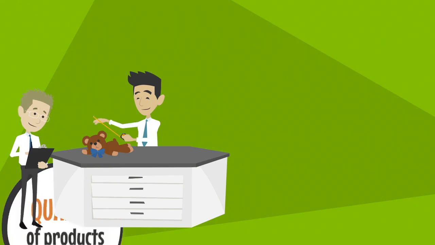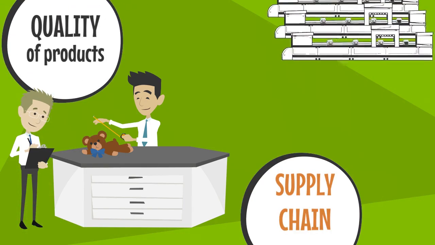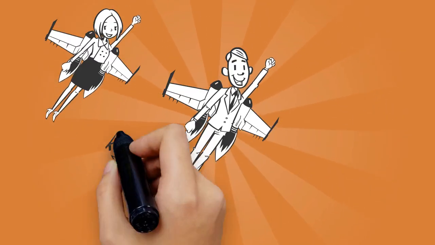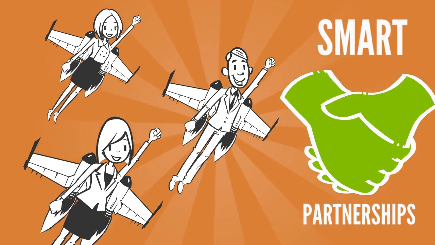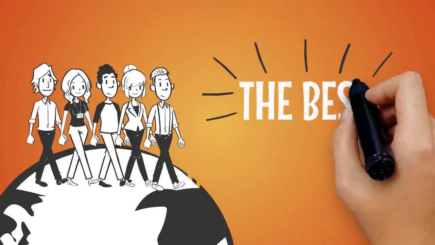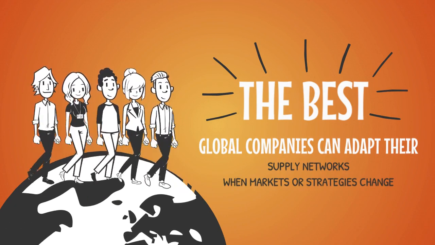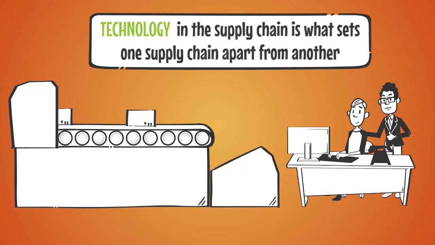No longer are global businesses measured only by the quality of the products, but also measured on their supply chain too. These businesses therefore need to create a sustainable advantage through continuous innovation and smart partnerships. And the best global companies can adapt their supply networks when markets or strategies change. The use of technology in the supply chain is what sets one supply chain apart from another.